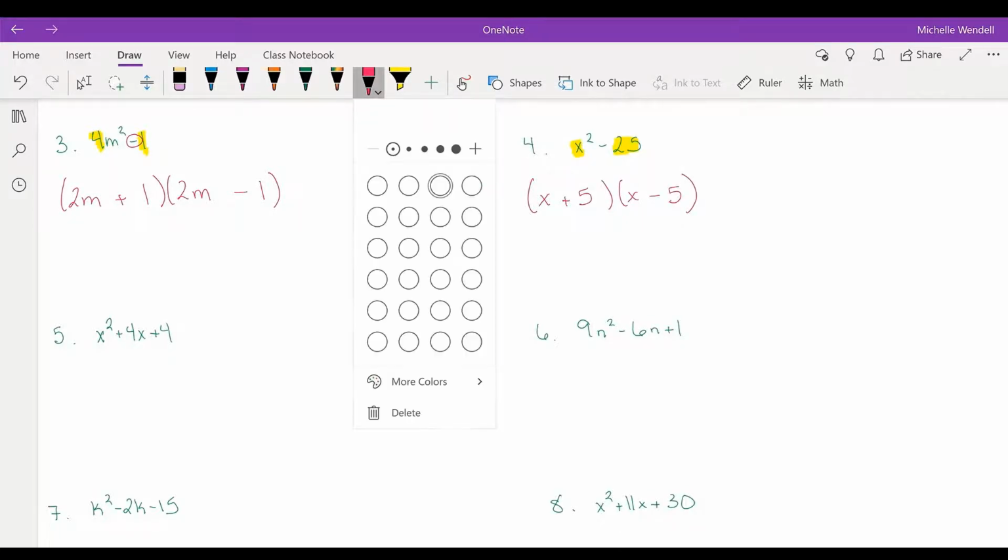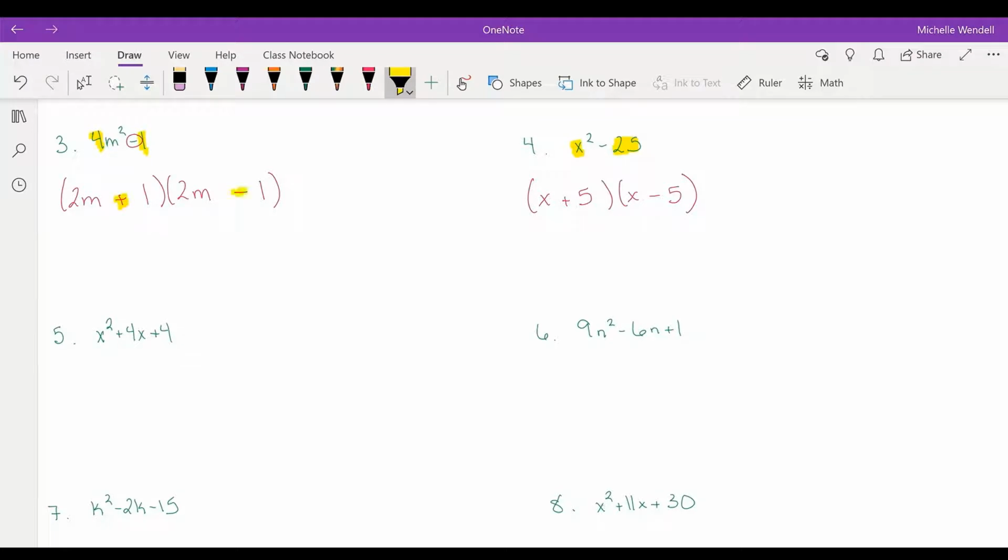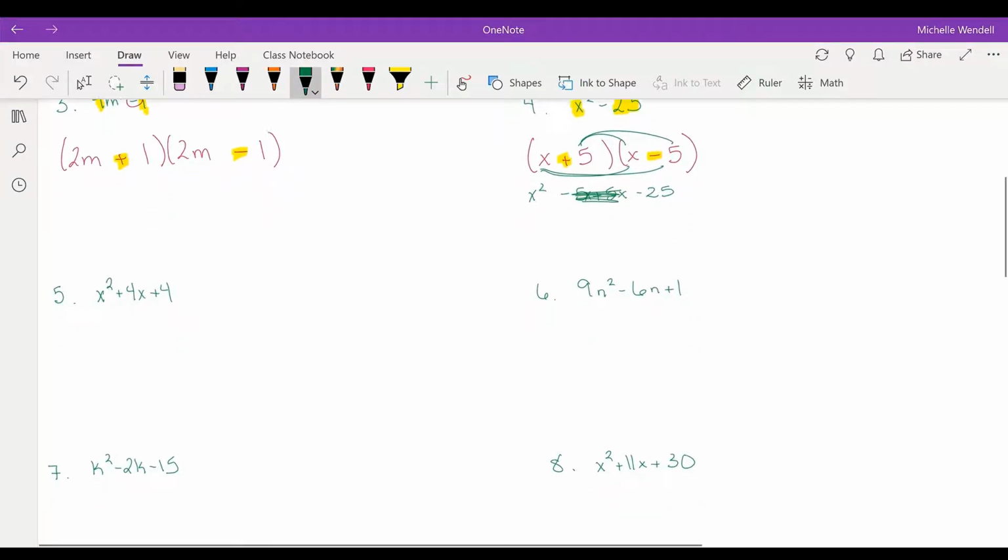The reason I have a plus and a minus in each of these factors is because if I go back through and distribute here, x squared minus 5x plus 5x minus 25, that gets rid of my middle term, and I'm just left with the x squared minus 25. So having a plus and a minus gets rid of that b value. And so when you have two terms here, and they're both perfect squares, then you know this is how you can factor it, with always having a plus and a minus in your factors.